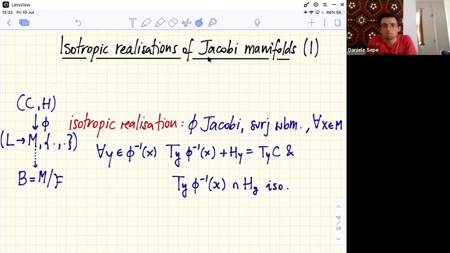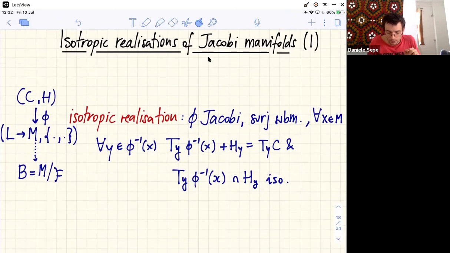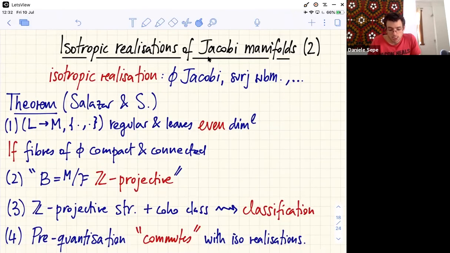So these are things that I understand. This last thing I understand less, but I found the reference and I want to study it. So it would be nice. But this is the type of thing that Maria and I studied, and we actually have a theorem, kind of general.